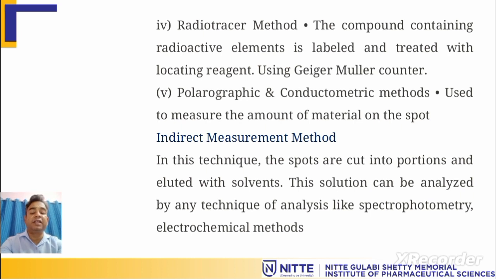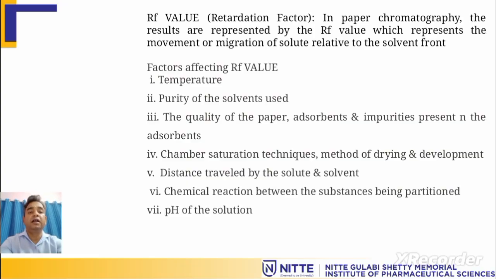So this is the indirect method, in which you have to cut into portions and dilute with the solvent, and this solution can be analyzed by techniques of analysis like spectrophotometry or electrochemical methods. So this is the indirect method through which you can quantify the sample present. So these are the methods through which you can find out how much sample is present, right?